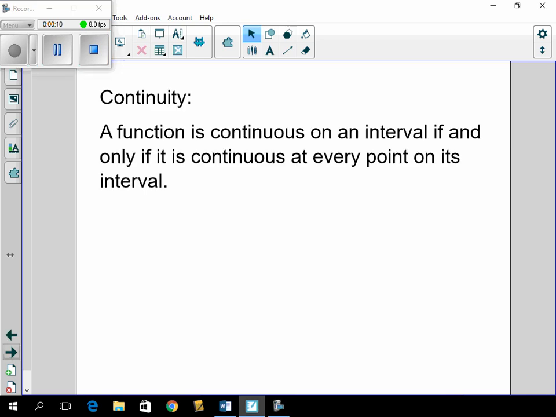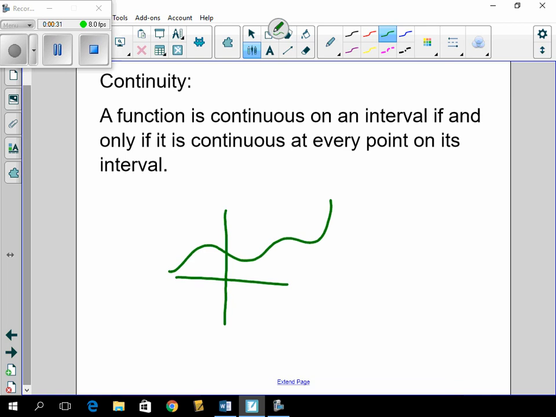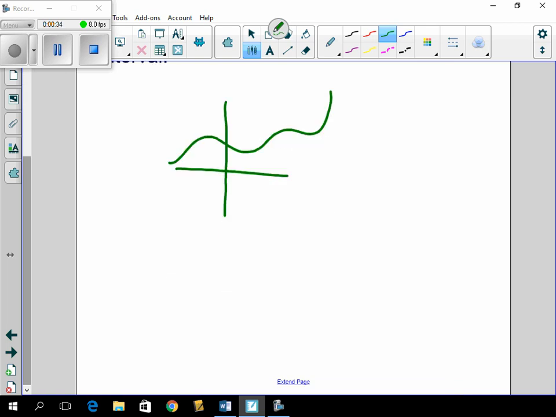So continuity is defined as a function, that a function is continuous on an interval if and only if it is continuous at every point on its interval. So this is a pretty basic definition. All it really means is that when I have a function, if I can draw it without picking up my pencil, it's continuous.